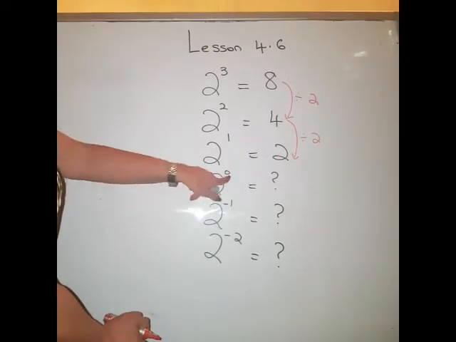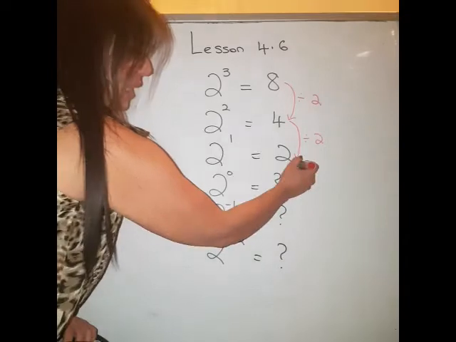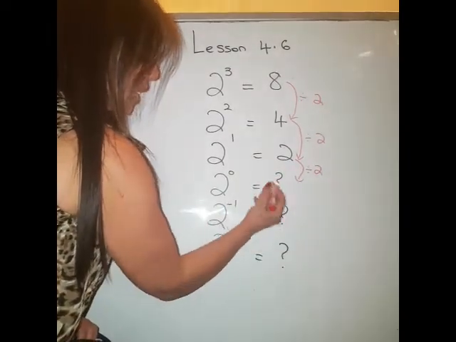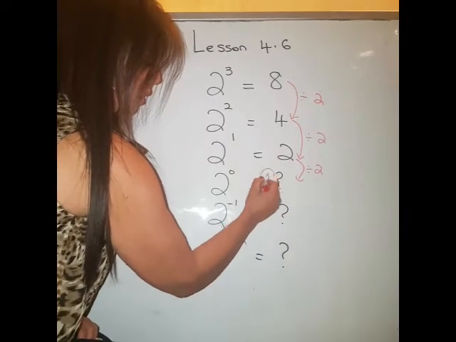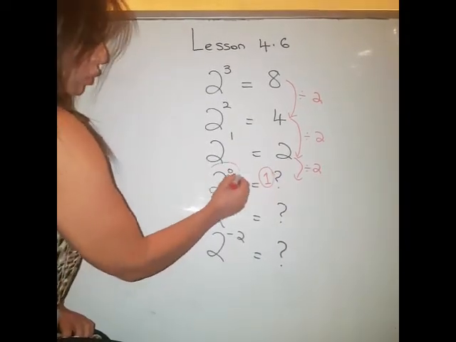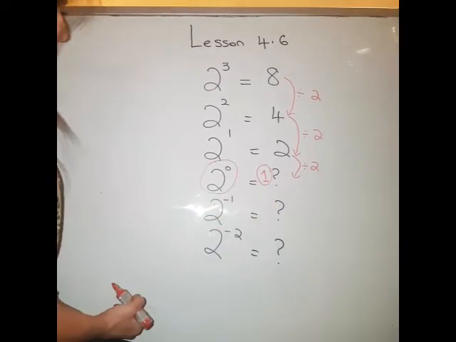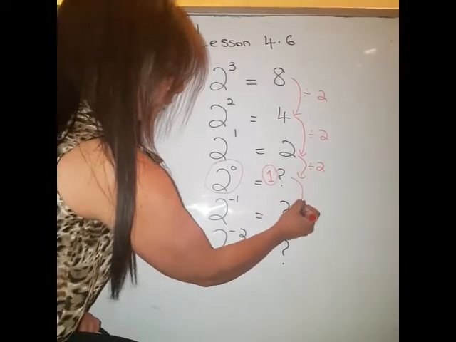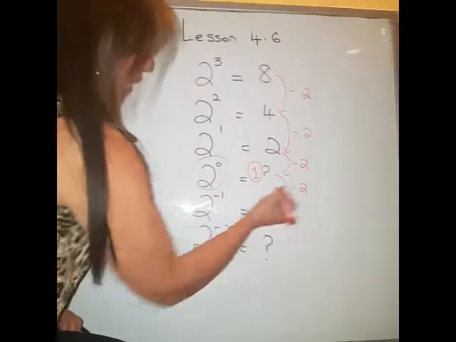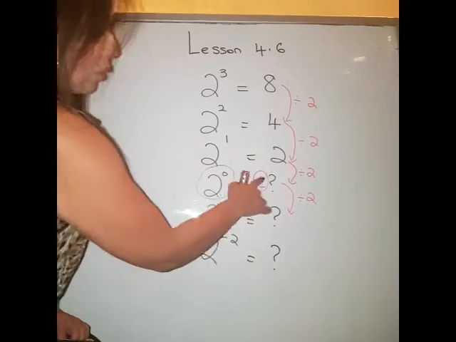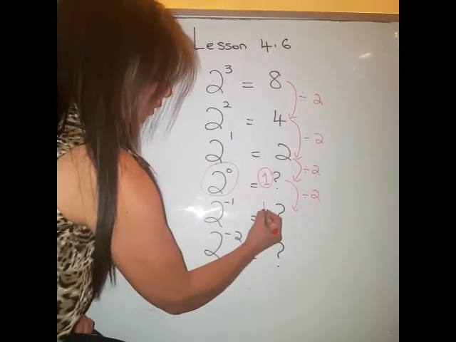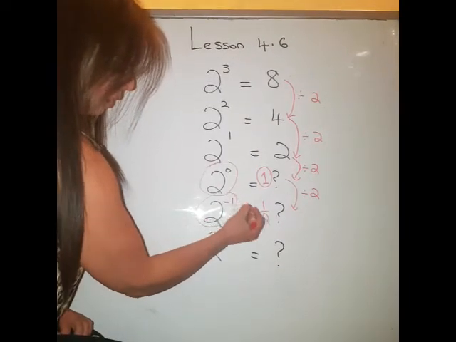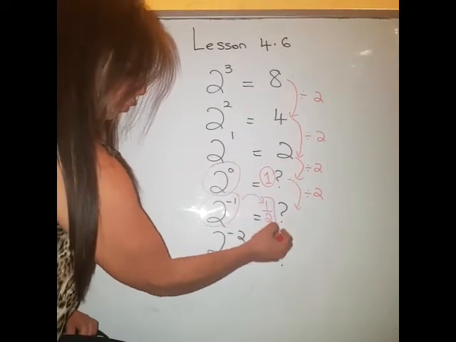How do I find 2 to the 0 exponent? Again I divide. 2 divided by 2 is actually a 1. So 2 to the 0 exponent is a 1. And then I move on. If I divide 1 divided by 2 again, because that's the pattern, 1 divided by 2 is actually 1 over 2. So 2 to the negative 1 power is 1 over 2.